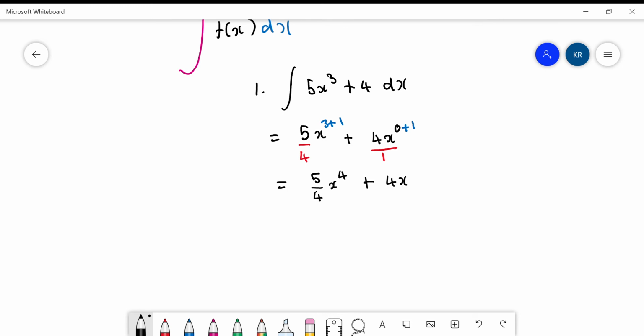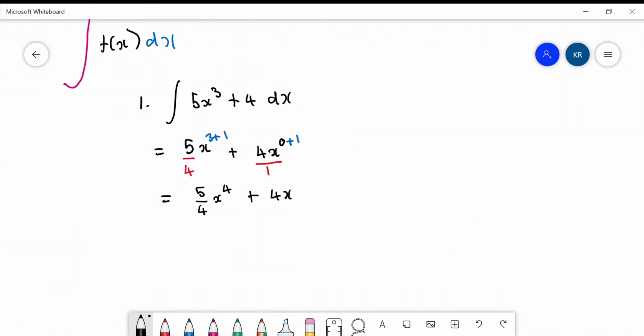So now, we'll just do another problem just to reinforce the concept. So the integral of, let's say, 6x to the power of 5 plus 7x squared plus 2 dx. We do the same thing.